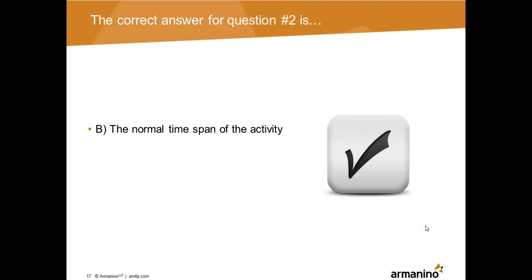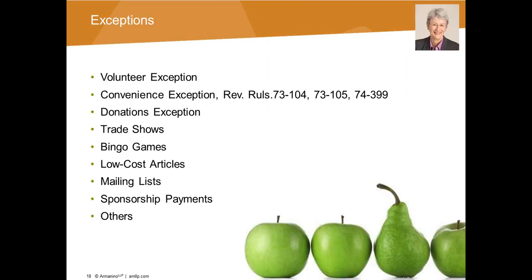We also have a donations exception. If you're running, say, a thrift store and everything that you sell is a donated item, that's not going to be subject to UBI. There are similar exceptions for trade shows, certain bingo games, low-cost articles, and the rental of mailing lists to other charities. So watch out for mailing list rental to non-charities. That gets more complicated. And also there's a special carve-out for a special kind of sponsorship payment called a qualified sponsorship payment. So those are exceptions.